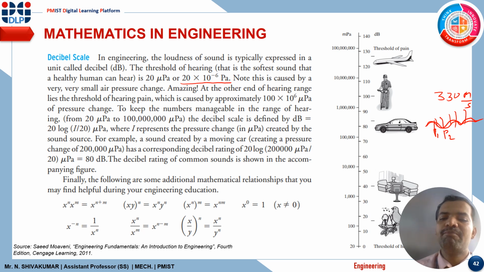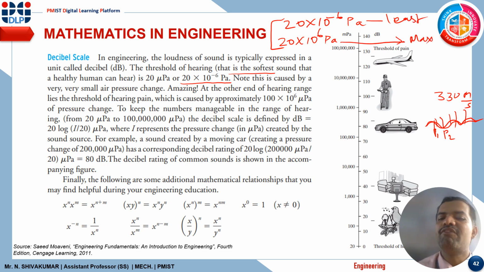So what is the least magnitude of hearing? That pressure is 20 into 10 power minus 6 Pascal. What is the maximum? 20 into 10 power 6 Pascal. This is the least value, and this is the maximum that we can hear. What is Pascal? It is measured in Newton per meter square, that is nothing but pressure. So there is a pressure difference induced while transferring the sound from one location to another.